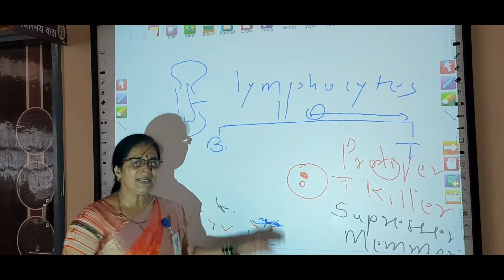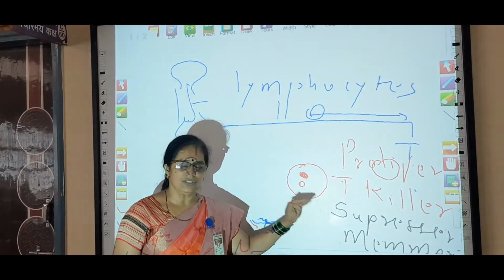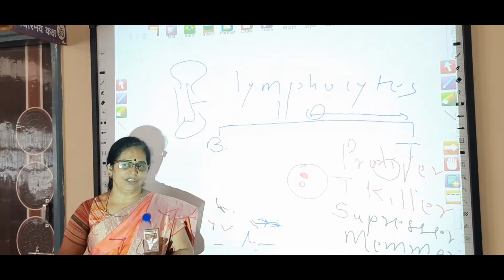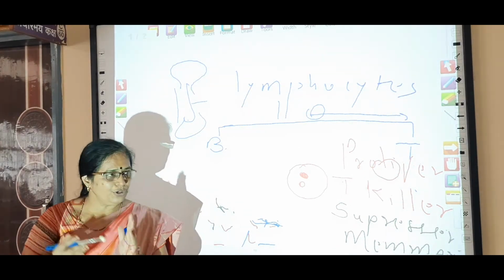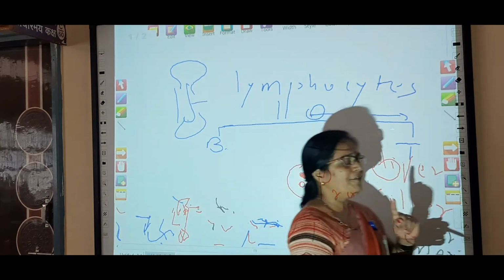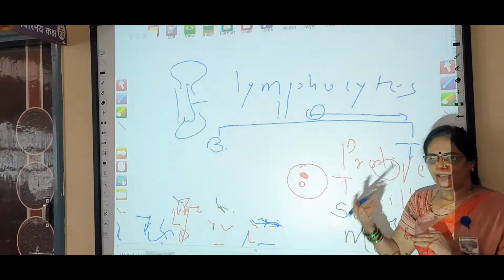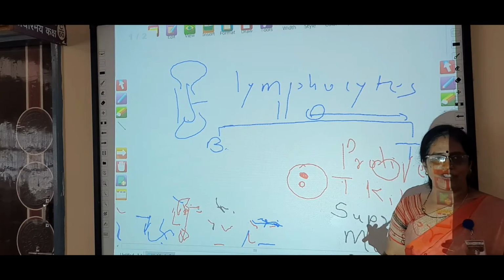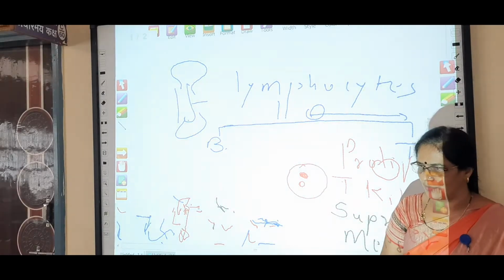Memory cells. Memory cells means, you know that we have seen memory cell. What is the meaning of the memory cell? The immune system has a memory. That is during first infection, whether it may be the natural infection or the artificial infection, during that infection our immune system produces the antibodies.